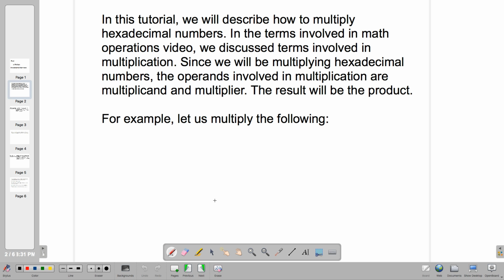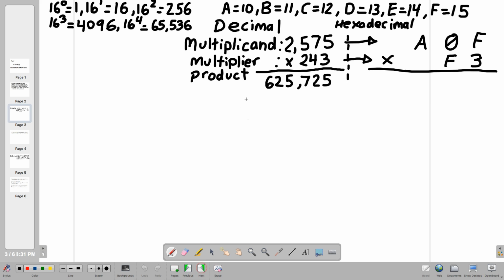In the terms involved in math operations video, we discuss terms involved in multiplication. Since we will be multiplying hexadecimal numbers, the operands involved in multiplication are multiplicand and multiplier. The result would be the product. For example, let us multiply the following. So we have a multiplicand, multiplier, and of course the product because we're dealing with multiplication.